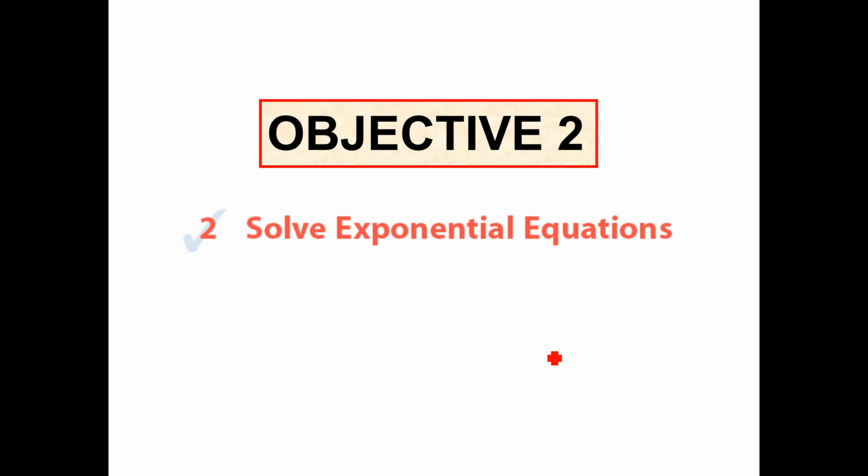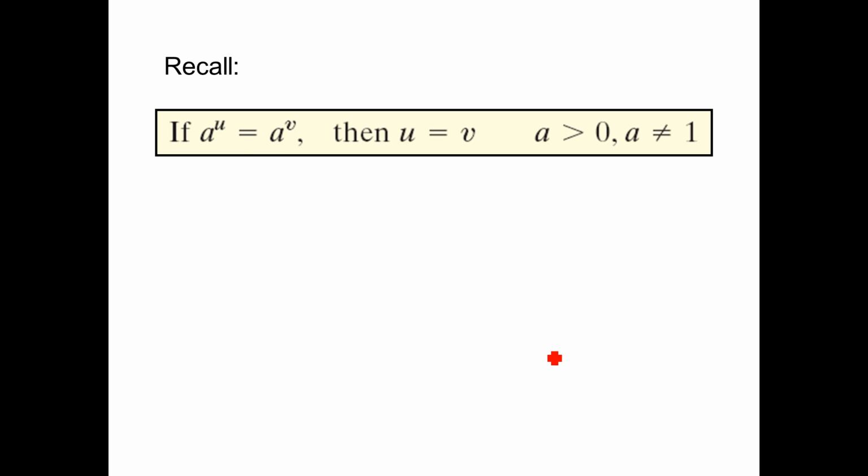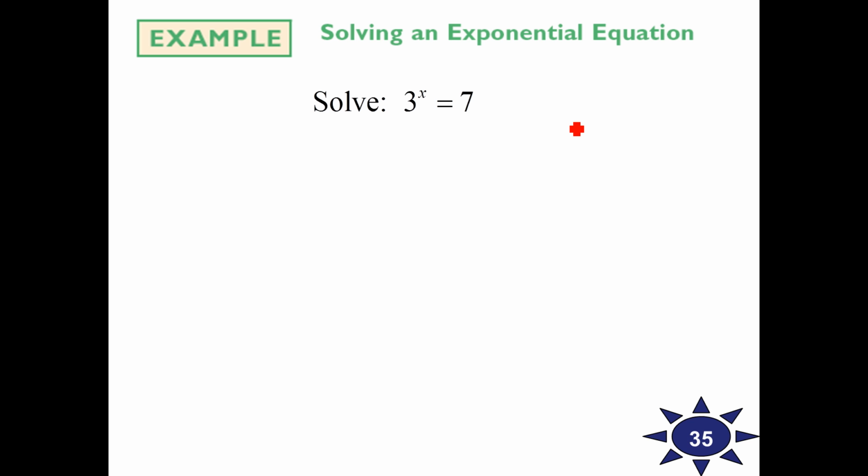Alright, let's go the other direction. We've solved logarithmic problems. Now let's solve exponential equations. So, just a reminder, if you can get your bases the same, you can cancel them and get u equal to v. Remember that a, again, has to be bigger than 0. 3 to the x equals 7. In this problem, what we can do is put a log on both sides.